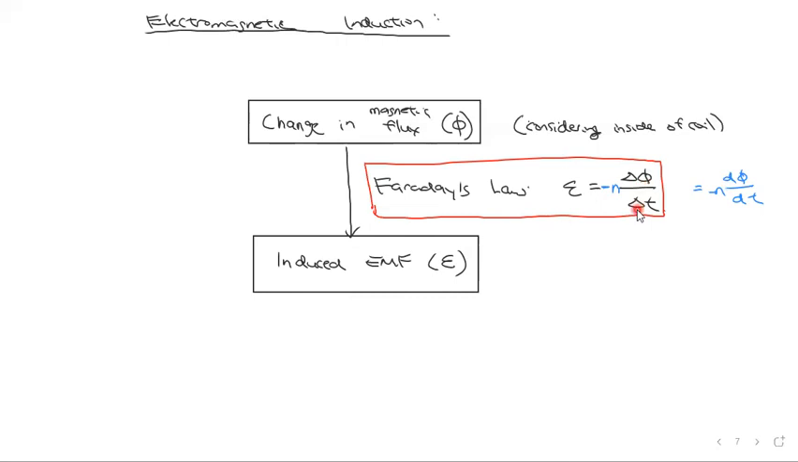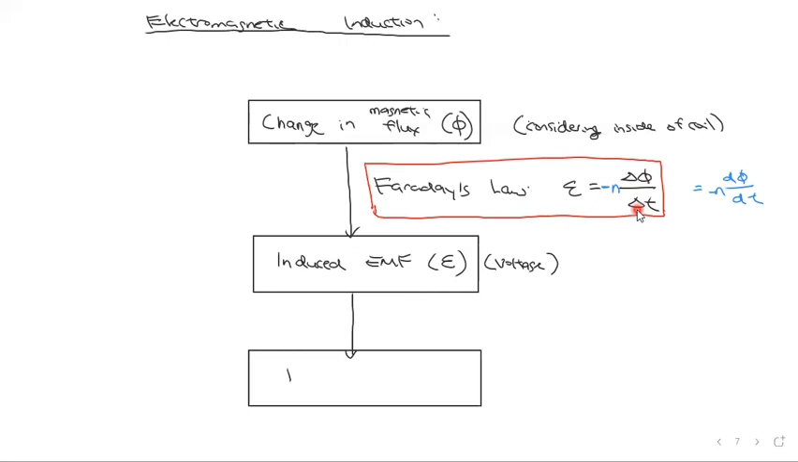Now that you've got an induced EMF, which essentially for your purposes is voltage, that voltage will then induce a current, which is basically an I. You kind of know this. Essentially, you're going to get voltage. If you have a closed circuit, then the voltage will cause a current to flow.